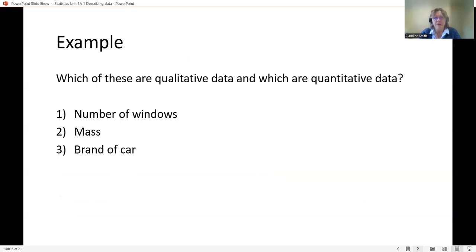Which of these are qualitative data and which are quantitative data? Number of windows, mass, brand of car. So take a minute to think about that and we'll have a look at the answers.